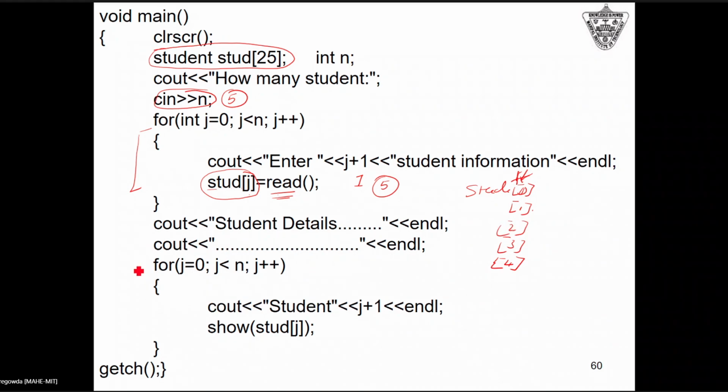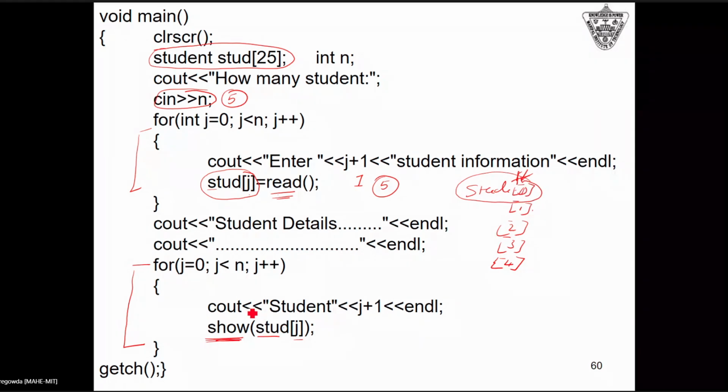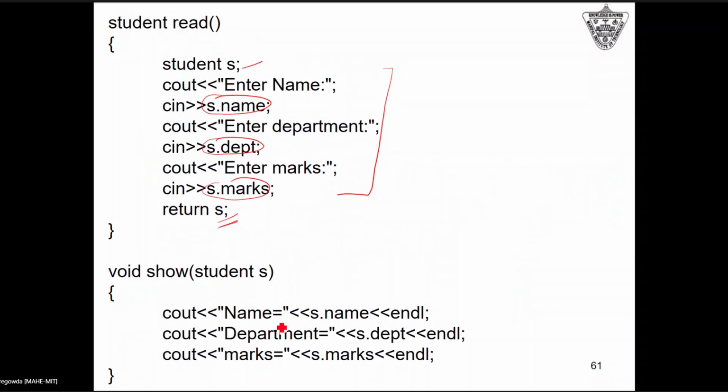Finally, by using this for loop, I am going to display the information of the student. So here I am going to invoke the function show with the argument student of j. That means if j is equal to 0, the structure which has the information about the first student is passed to the show. This show function is going to display the members of that structure.